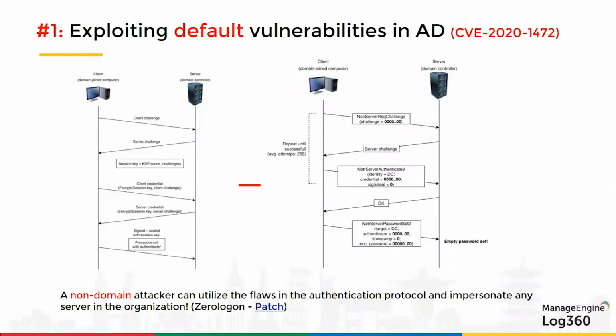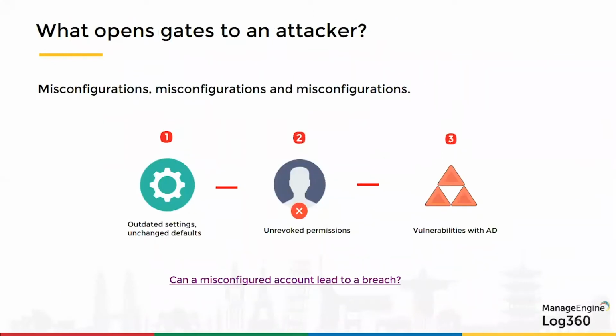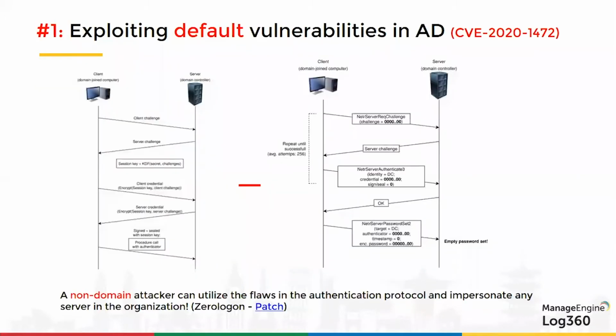If you can recollect what I told you in the previous slide, Active Directory comes with its own set of vulnerabilities that attackers eventually discover. The first default vulnerability in Active Directory is the Netlogon protocol. I won't be getting into the details of this, but in a nutshell, this is how it works. Any domain-joined computer authenticates with the Active Directory domain controller using a protocol called the Netlogon protocol.